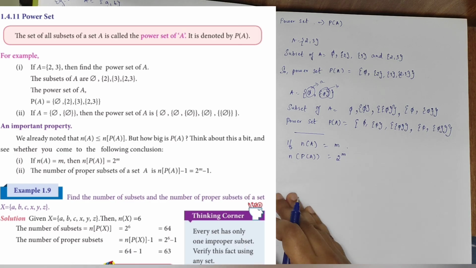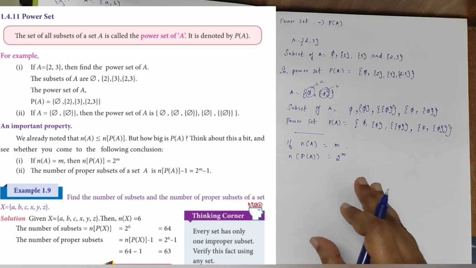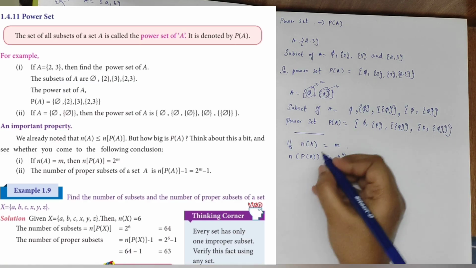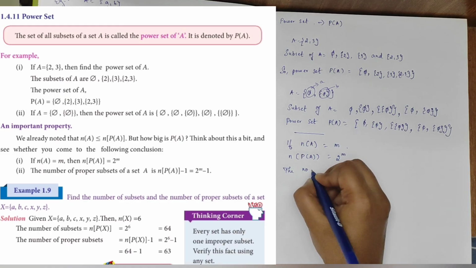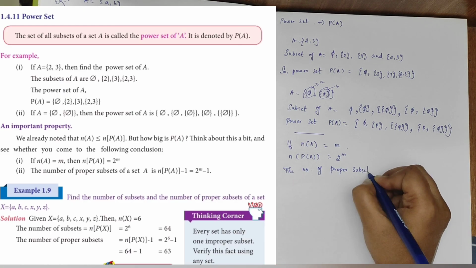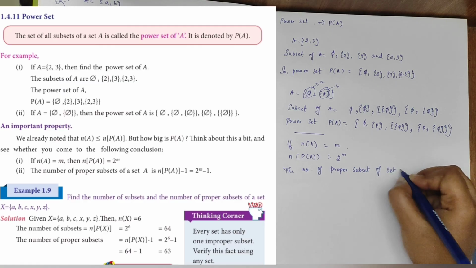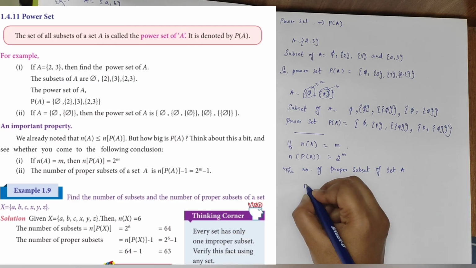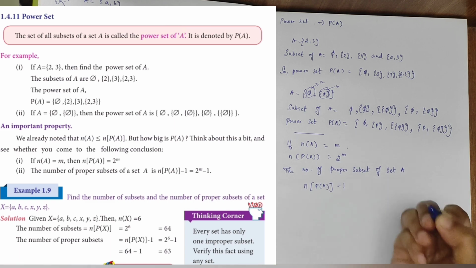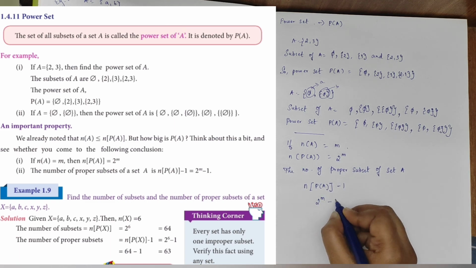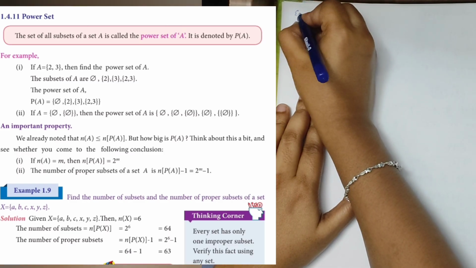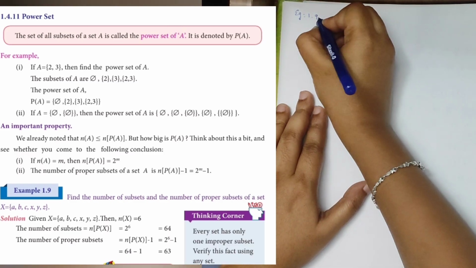Now we have to find the proper subsets of a set A. How do we find the proper subsets of a set A? We have a formula here. The number of proper subsets of set A is n of P of A minus 1, that is 2^m minus 1. This is the formula. Just remember it. Now let's do example 1.9.